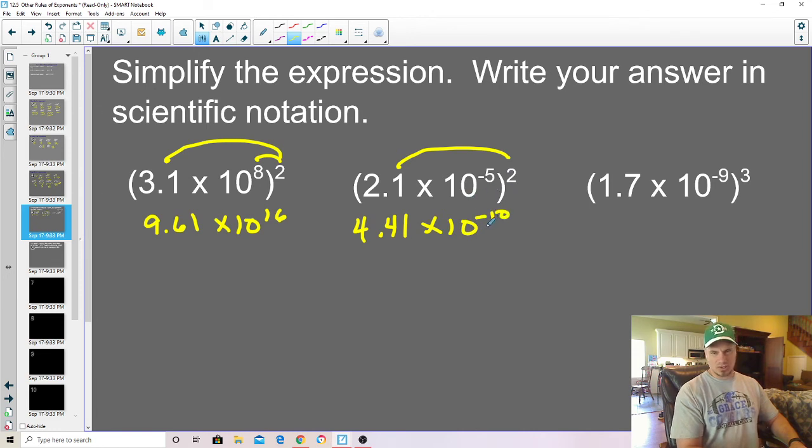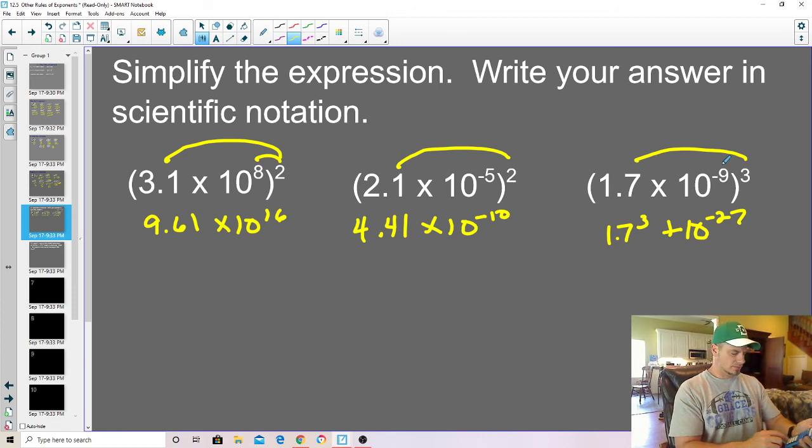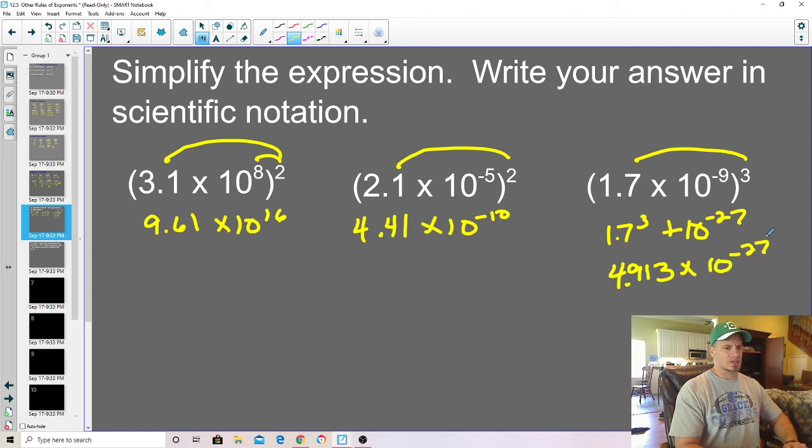Now with scientific notation, we leave the negative exponent alone. We certainly don't want to put this in a denominator. This is set up like this, and we want to leave it like that. Okay, here we're going to distribute the 3. So 1.7 to the third power. I do need to figure that out here in a second. I've got 10 to the negative 27. So let's look at 1.7 to the third. 1.7 times 1.7 times 1.7, we get 4.913. 4.913 times 10 to the negative 27.